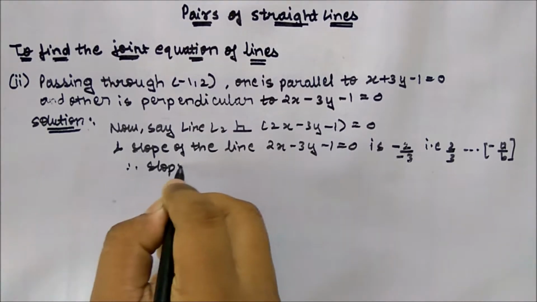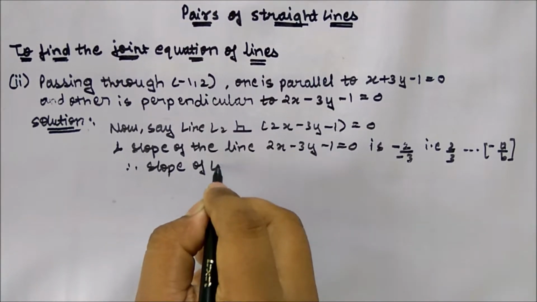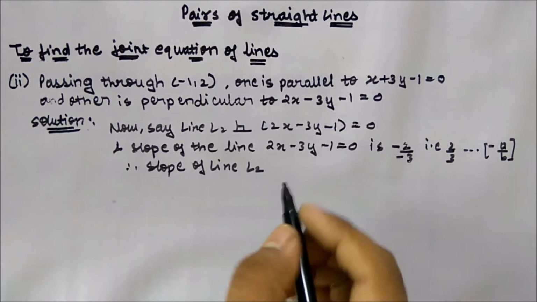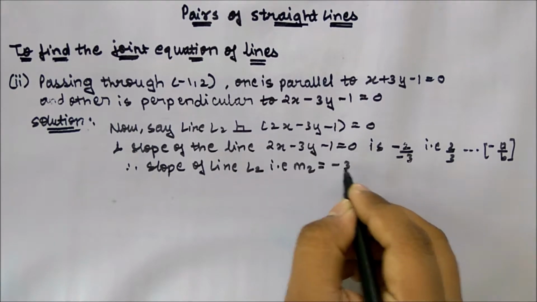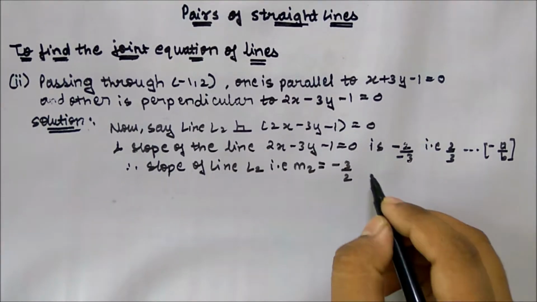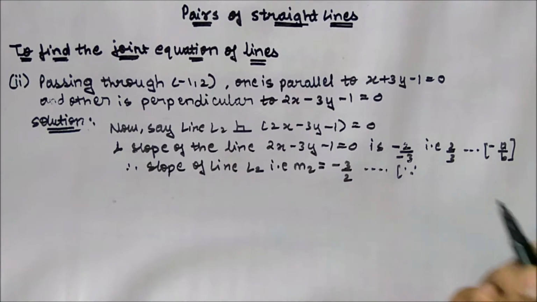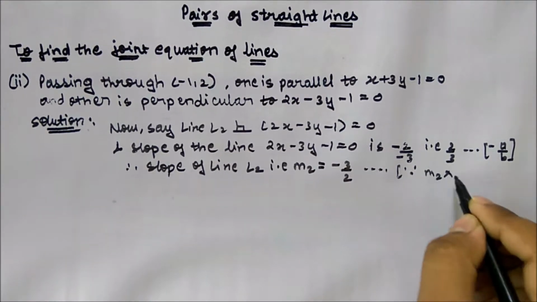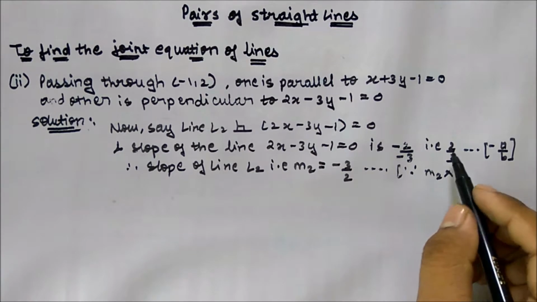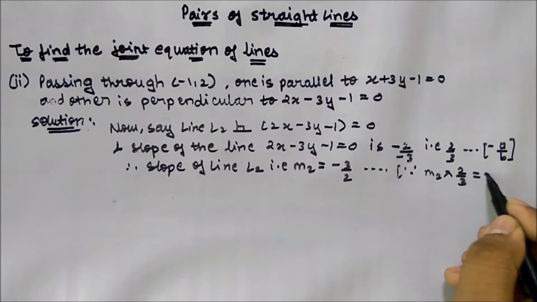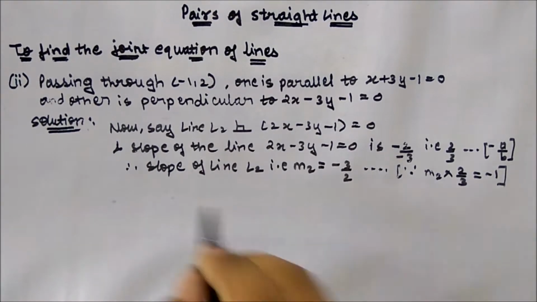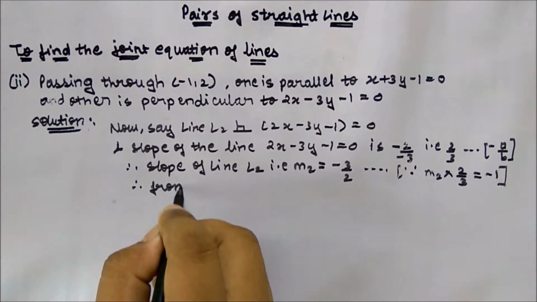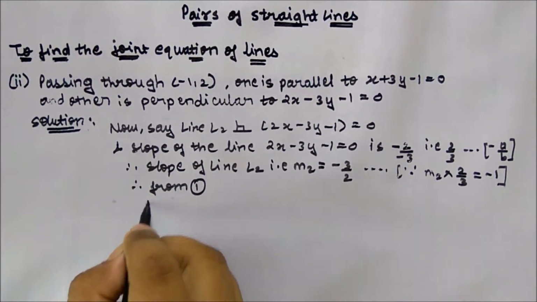Therefore we can say the slope of line L2, that is m2, will be minus 3 by 2. How do we get this? We have studied that m2 into the slope of this line, that is 2 by 3, is equal to minus 1, as the lines are perpendicular. We know this result is applicable.